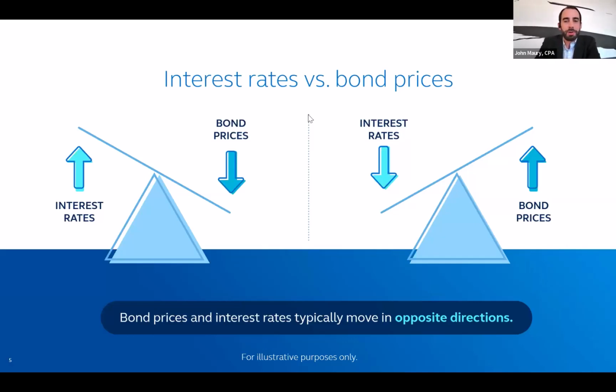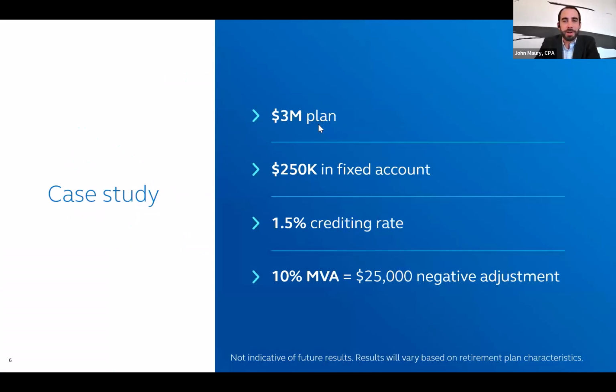So let's turn to a case study here just to see how this plays out. We'll assume we have a $3 million plan. It's got $250,000 in its fixed account. That fixed account is currently paying a 1.5% crediting rate. And the plan sponsor, for whatever reasons, decides it's time to move to a new platform. And so they have a host of wholesalers come through and talk about their record keeping platform.